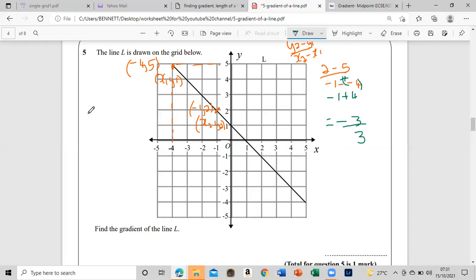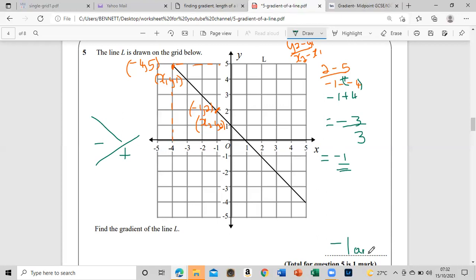Once the graph runs like this, we have a negative gradient. If it runs like this, we have a positive gradient. That's an observation, very important, especially when you go to university. You will be required to do that. So the gradient is negative 1, our answer.